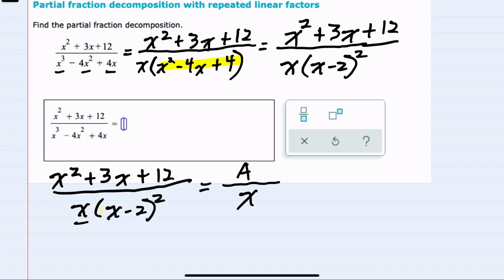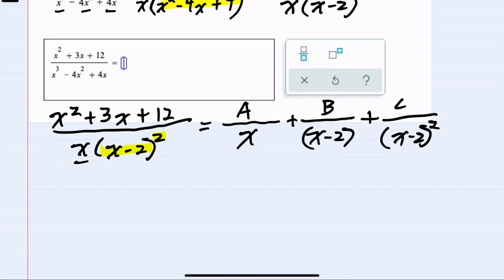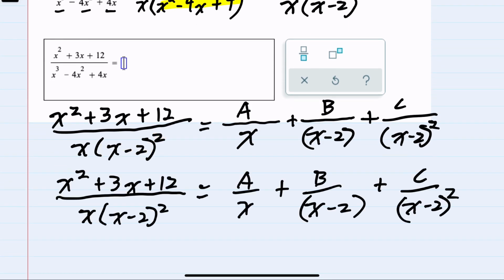And then for this second factor, since it is degree 2, the decomposition says that I will have two partial fractions here. One that will be over x minus 2, we'll call that one B, plus a second one that would be over (x minus 2) squared. And you can tell from this pattern that if I had an (x minus 2) to the third on the left-hand side, I would need an x minus 2, an (x minus 2) squared, and an (x minus 2) to the third. But this is the form of our decomposition. So I've rewritten this to get started.